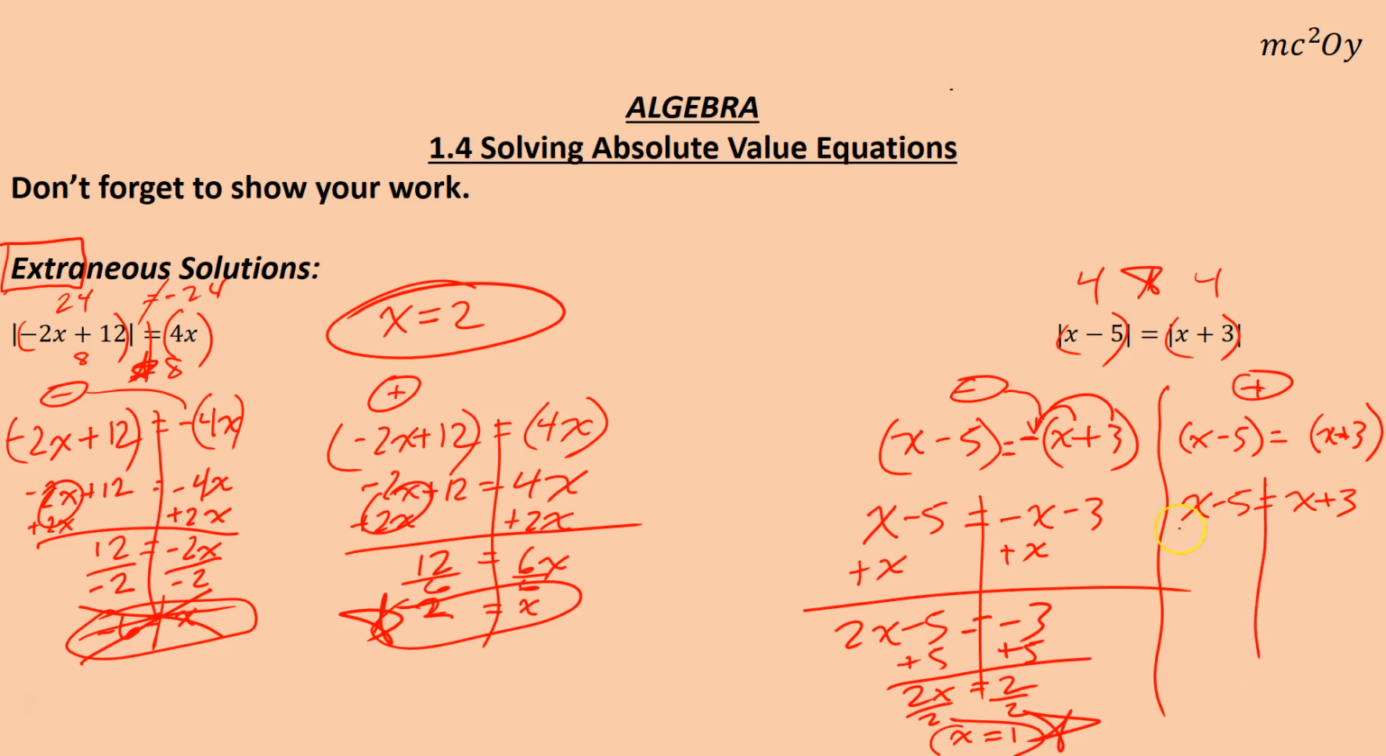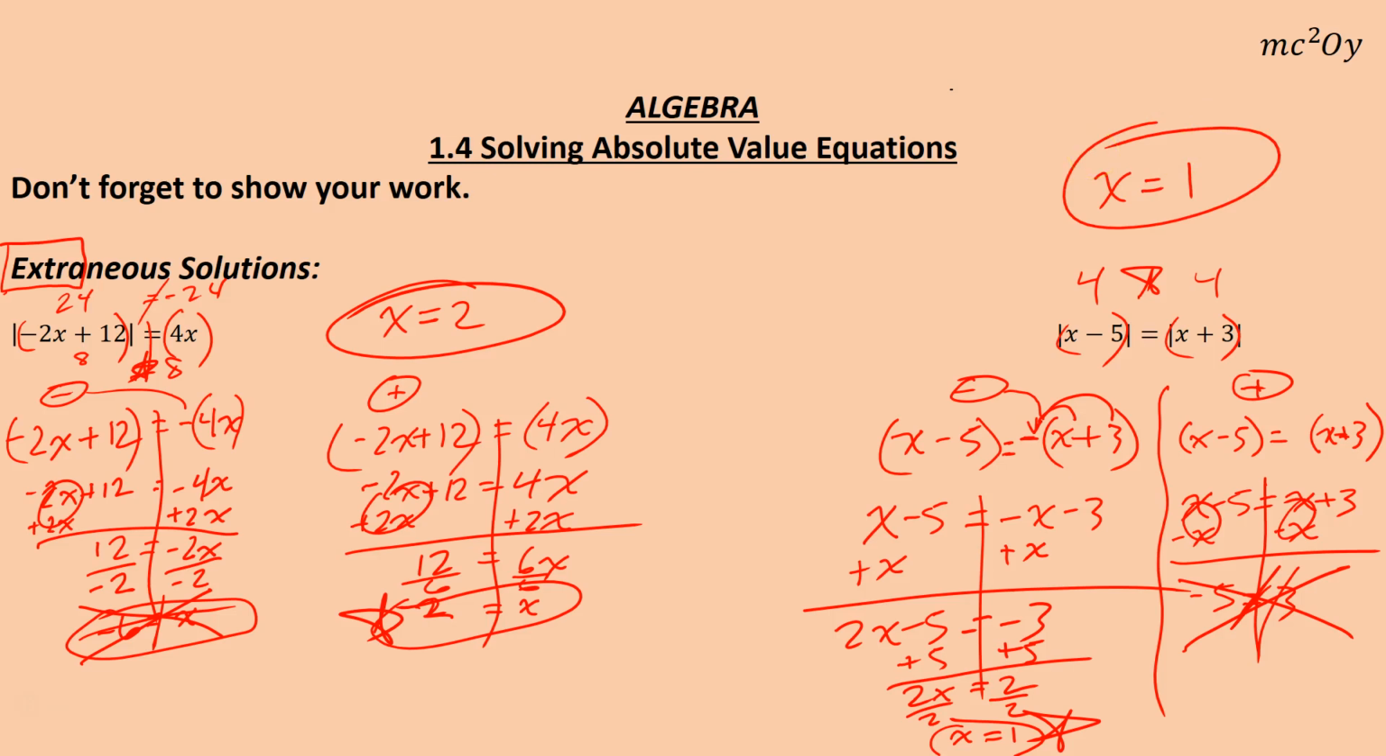Well, here we try to solve. First thing we do, subtract x over, x minus x is 0. You end up with negative 5 equals 3. Variable's gone. This is not a true statement. So this is not going to work. So really, you just have x equals 1. That's the only answer that worked.